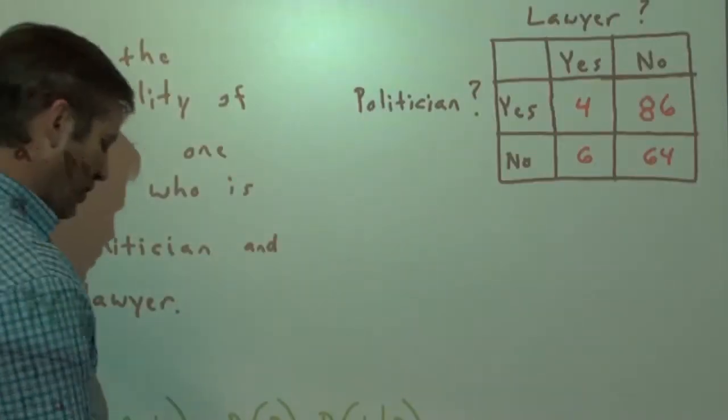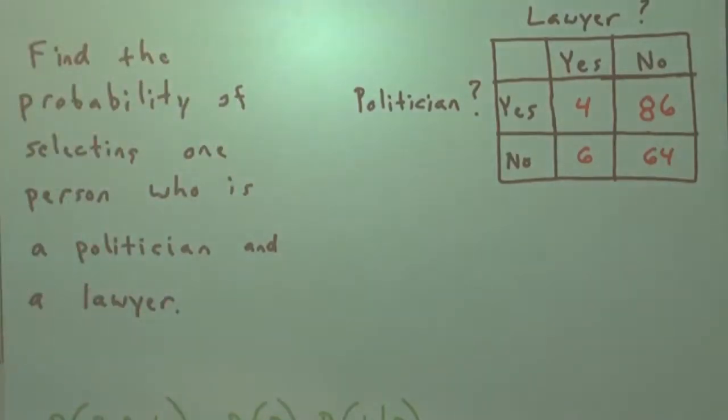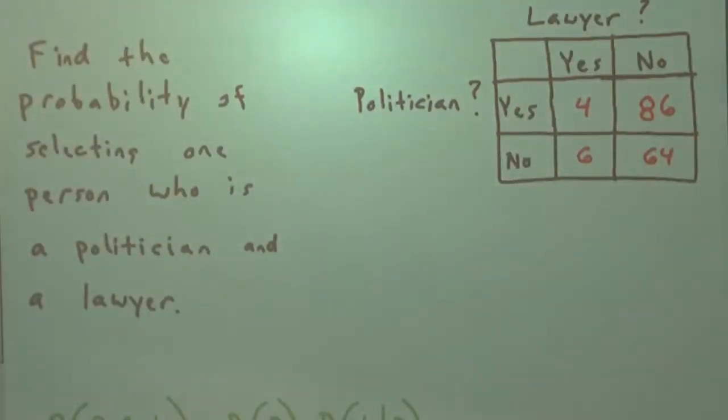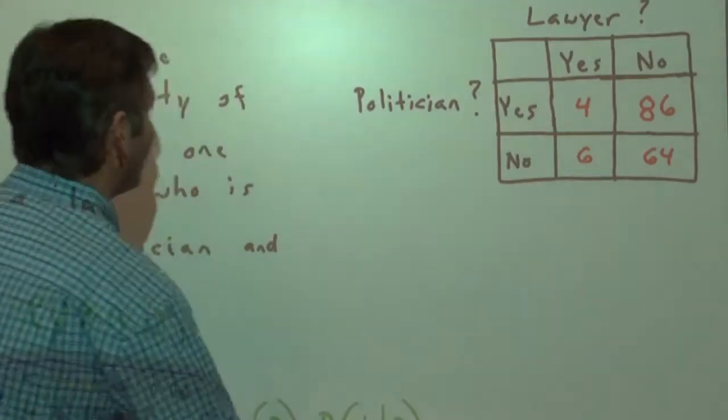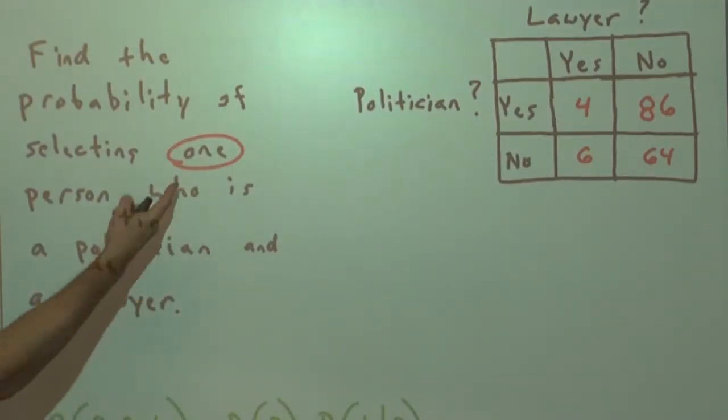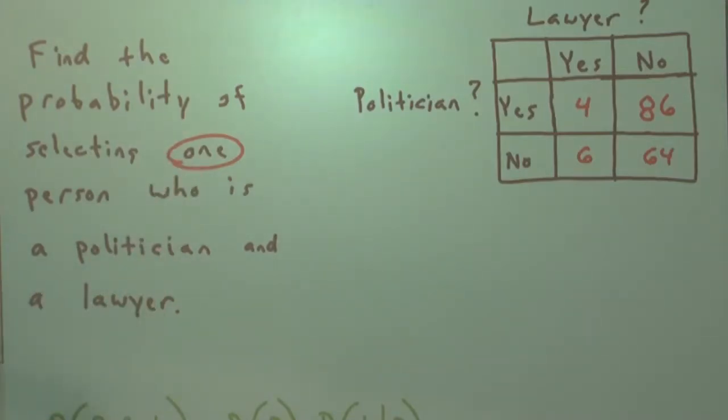So let's look at this situation, and stay with me, because I would love it if we could really understand what's going on here and not just get lost in some of these formulas. So let's suppose we have some convention and there's politicians and there's lawyers present, and we want to find the probability of selecting one person who is a politician and a lawyer. So now, because we selected one thing, what we're trying to find is the probability of a politician and a lawyer. Because n is 1, this does mean intersection.